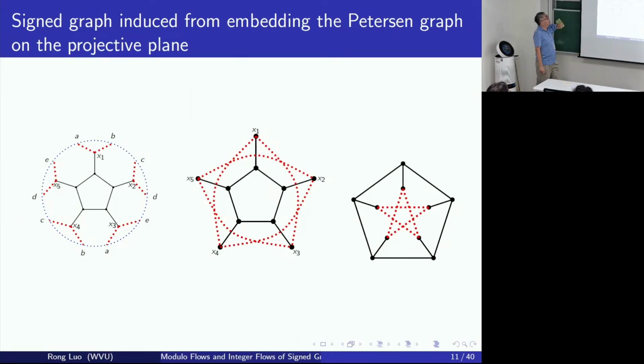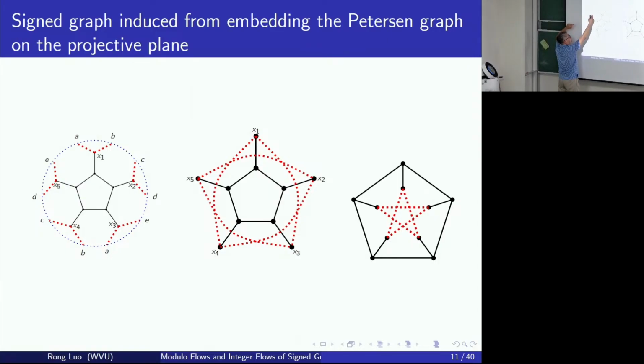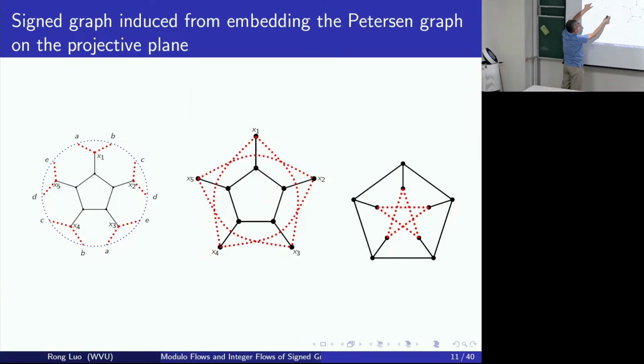So this is the example. This is the Petersen graph embedded on the torus or projective plane. Now we know that the projective plane can be represented by a disk, so you can see that. Look at the edge x5, x3. The first half goes to the boundary, then jumps to the outside. So this is one edge.